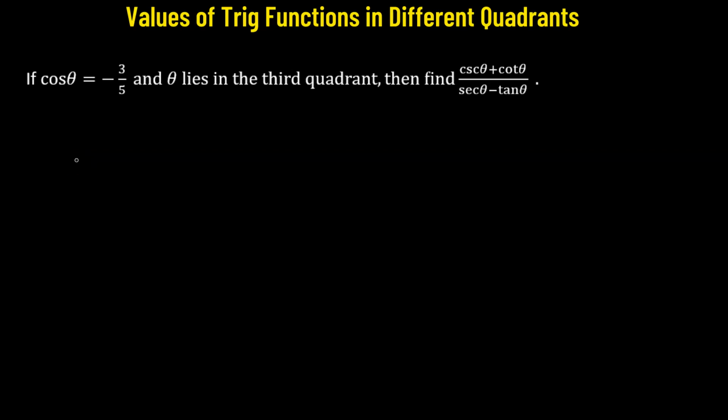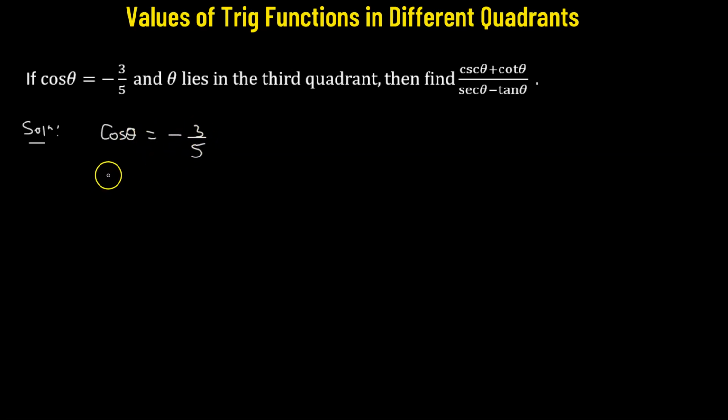So we have a cosine function with a value of -3/5 and theta lies in the third quadrant. So we need to find out the value of cosec theta plus cotangent of theta divided by secant theta minus tangent theta. So let's begin with whatever we're provided with. So here we have cosine theta, that's equals to -3/5.